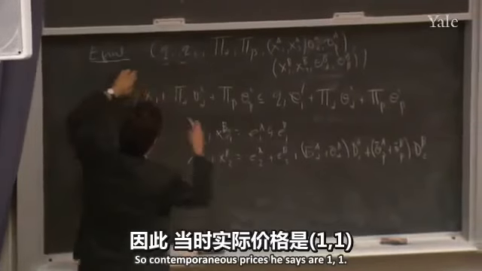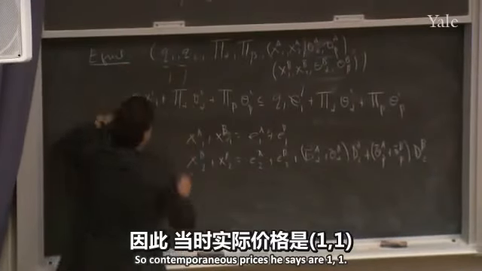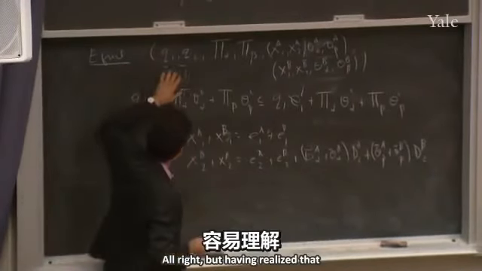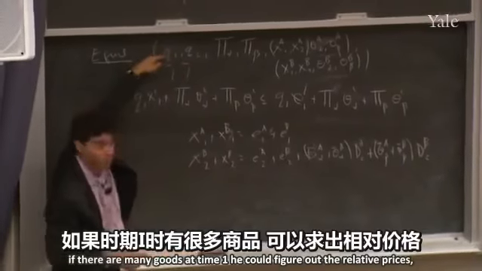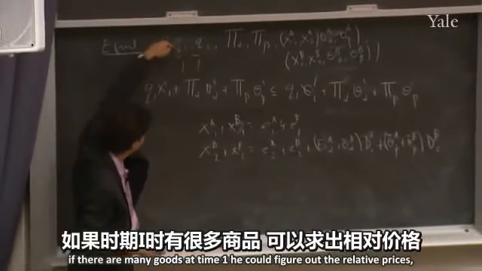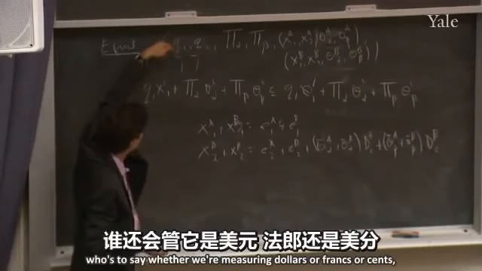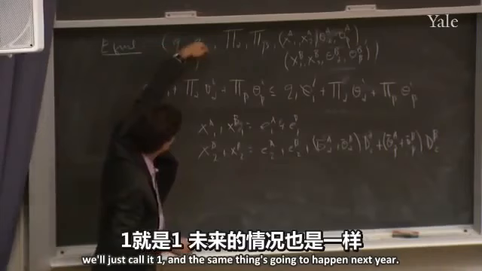So the contemporaneous prices, he says, are 1, 1. All right, but having realized that if there are many goods at time 1, he could figure out the relative prices. But if there's only one good at time 1, who's to say whether we're measuring dollars or francs or cents? We'll just call it 1. And the same thing's going to happen next year.